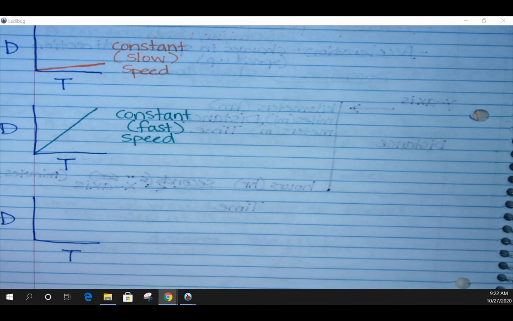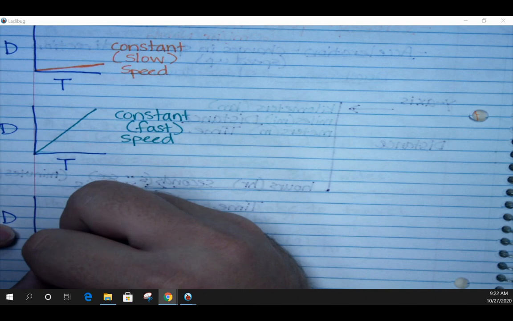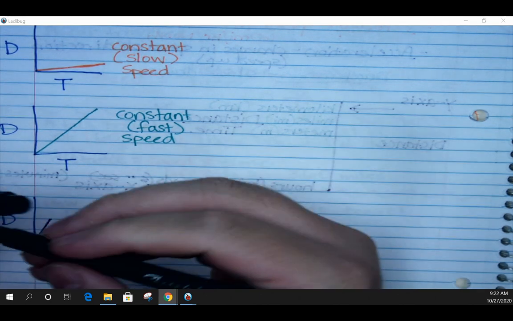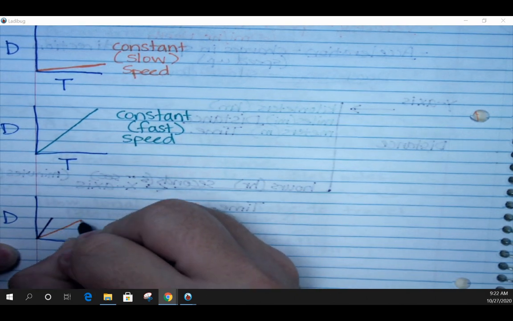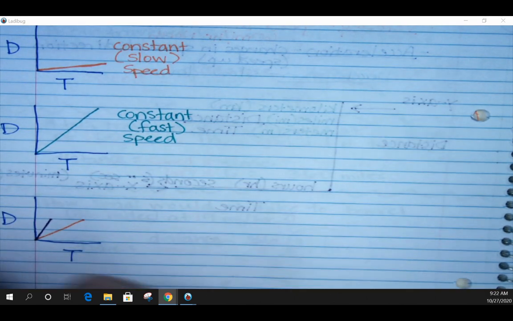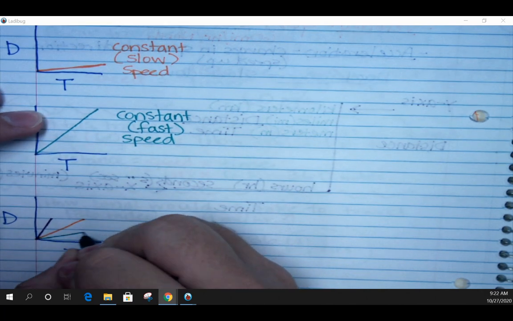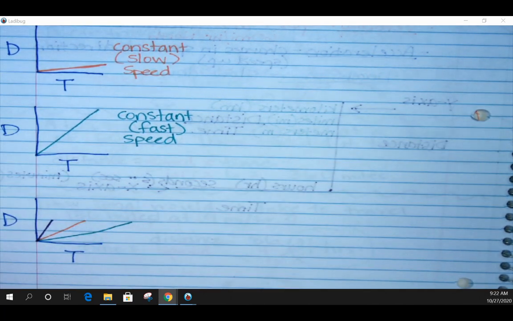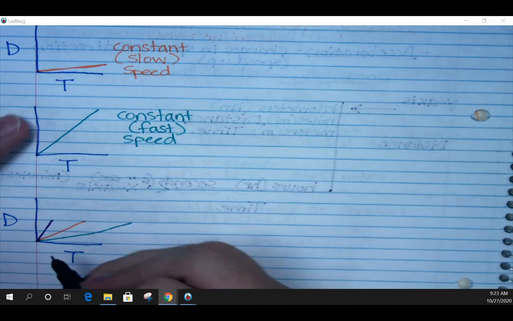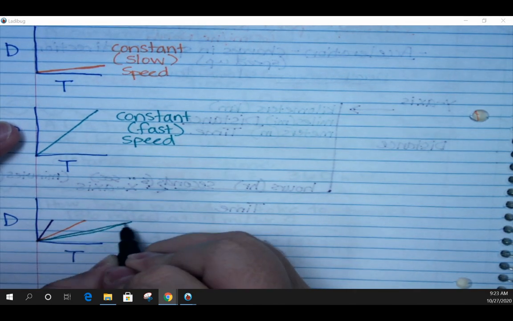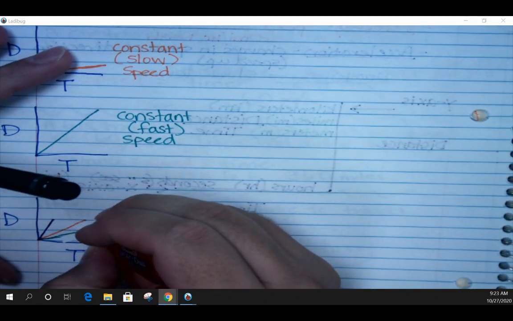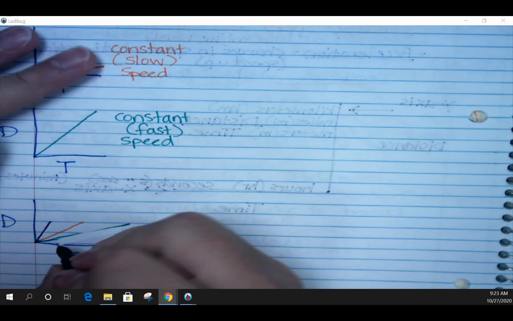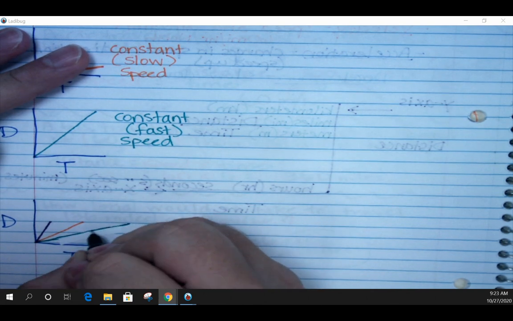Okay, so let's run a little test right here. I'm going to draw 3 lines. That green line is supposed to be straight. Pretend it's a straight line. I don't feel like getting out a ruler.